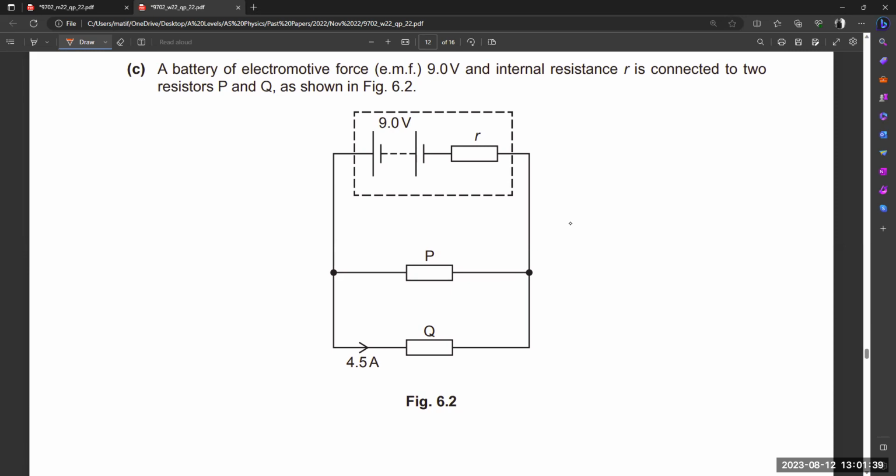So let's suppose in this part C, a battery of EMF 9 volt and internal resistance r is connected to two resistors P and Q as shown in the figure, and some values are mentioned, 4.5 ampere.